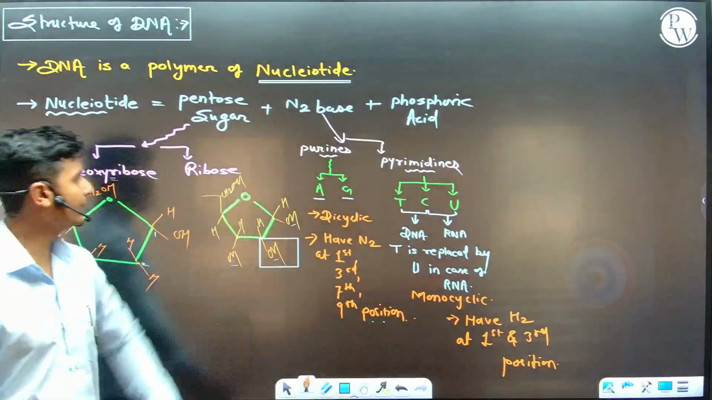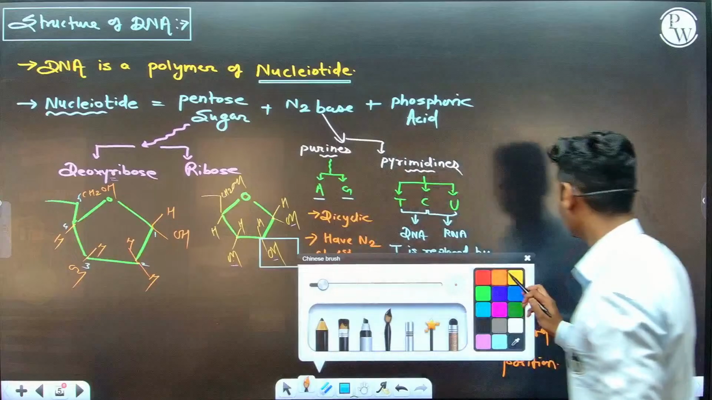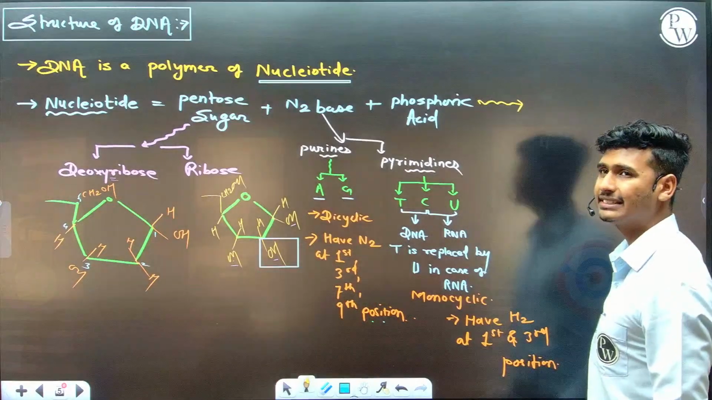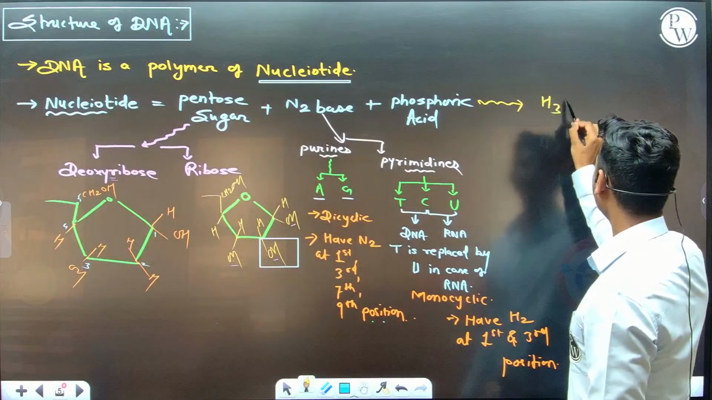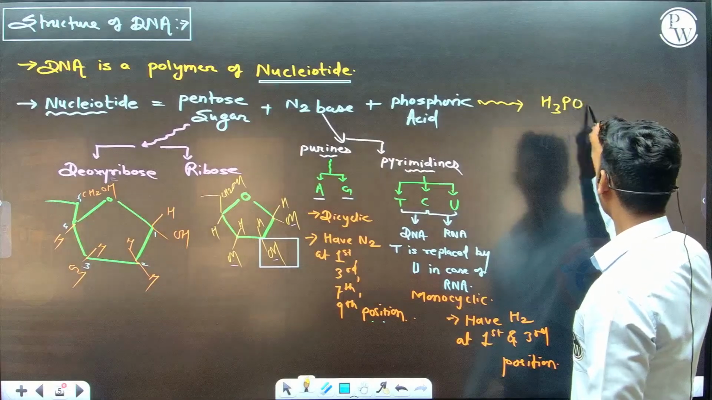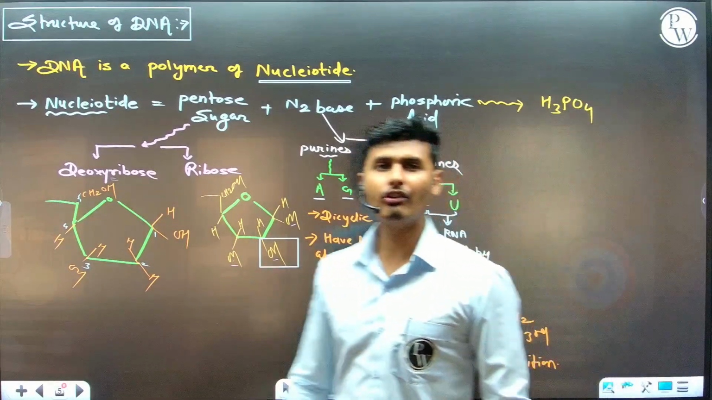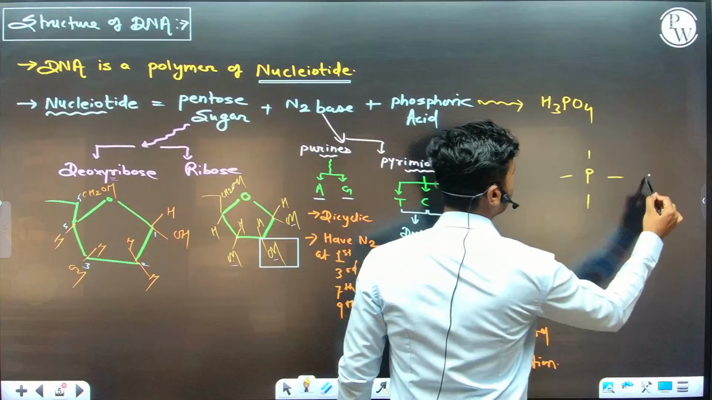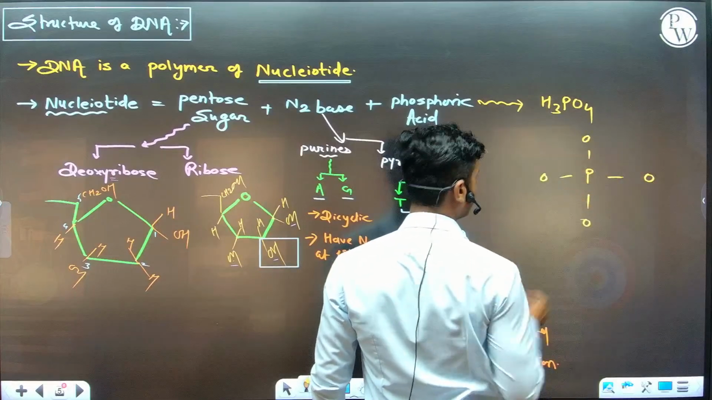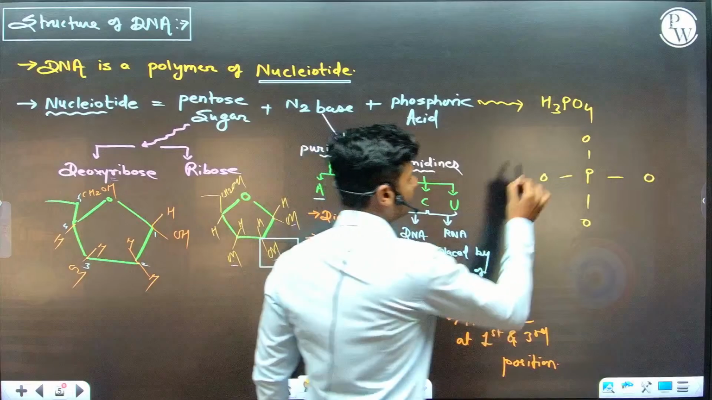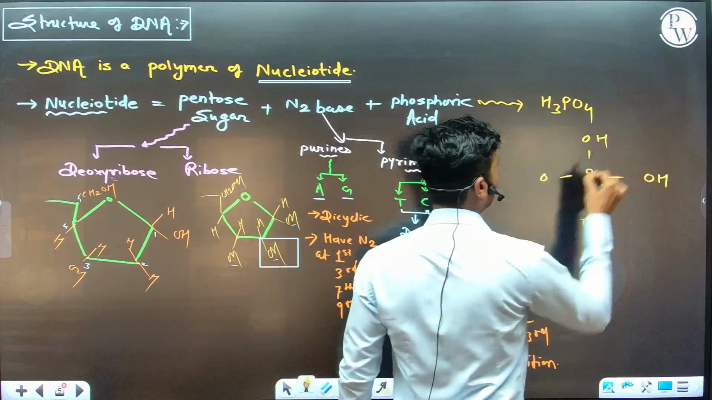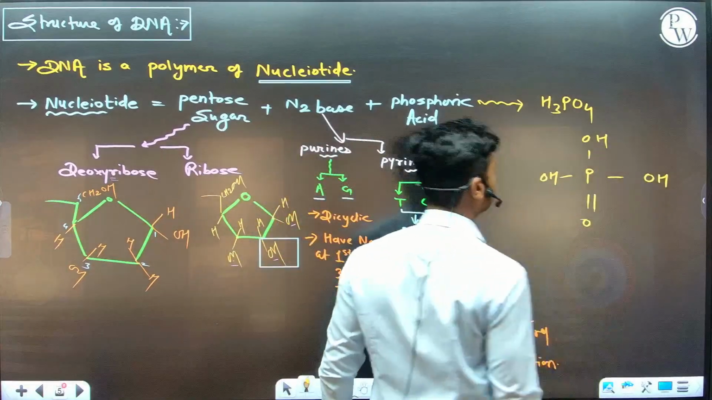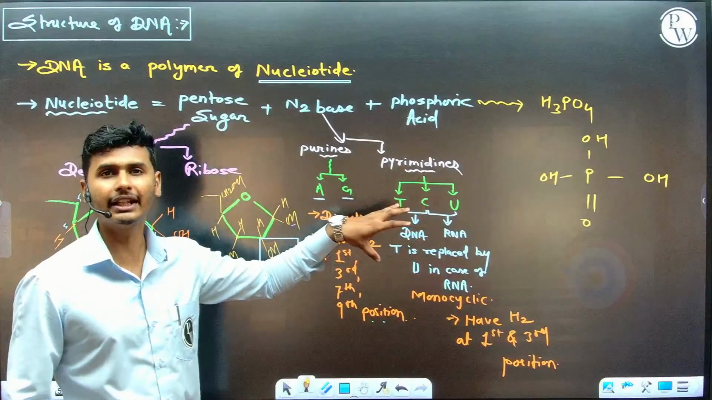Now directly coming to the third component, which is known as phosphoric acid. The phosphoric acid formula is very simple, H3PO4. There is one phosphorus and in all four directions we are giving oxygen. How many hydrogens are there? Three hydrogens: OH, OH, OH. For the one remaining oxygen, here is a double bond. This is phosphoric acid.